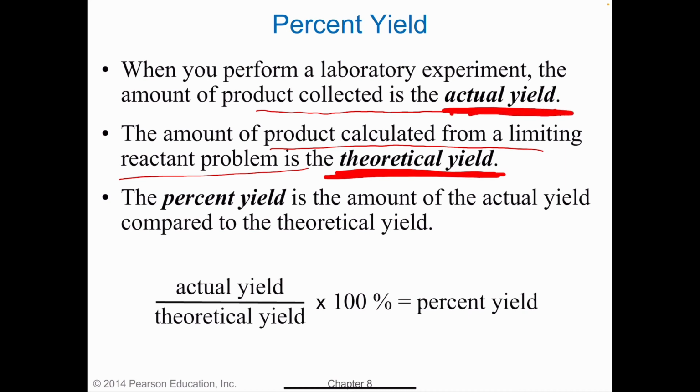Now, comparing the two is percent yield. It's the amount of the actual yield compared to the theoretical. And this is how we calculate it. We'll do actual divided by theoretical. And then to make it a percentage, we will times by 100.